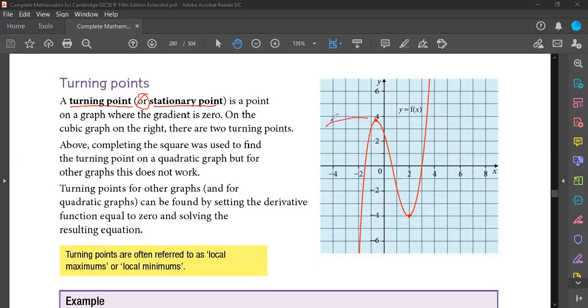And sometimes we will call this a local maximum. Local maximum. That's a local minimum. That's local. What do you mean by local? And what do you mean by extreme maximum? I'll show you.